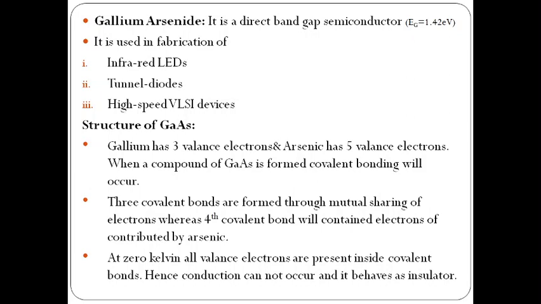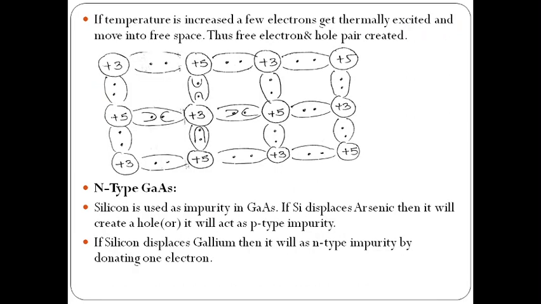At 0 Kelvin, all valence electrons are present inside the covalent bonds. Hence, conduction cannot occur and it behaves as an insulator. It is common to all the semiconductors. At 0 Kelvin, all the valence electrons are present inside the covalent bond only. So, conduction cannot occur. It acts as an insulator.